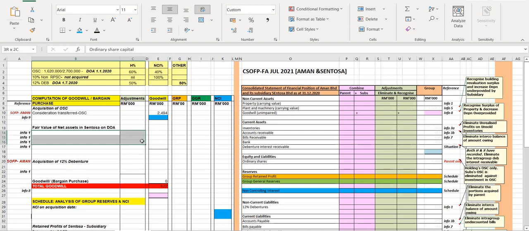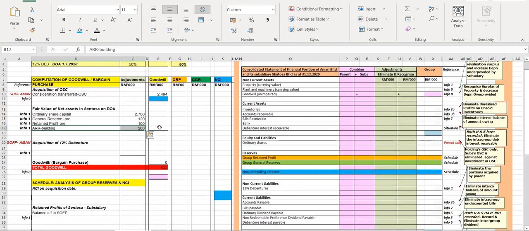We do the simple things first, which are the ordinary share capital, the general reserve pre-acquisition balance, and the retained profit balance on 1st of January 2020, the date of acquisition of the shares. Next is to include the revaluation that took place on 1st of January to reflect the value of the building of the subsidiary. 200 is the surplus. So now you can calculate the fair value of the net asset, which was 3,120. Now your goodwill should be 622.